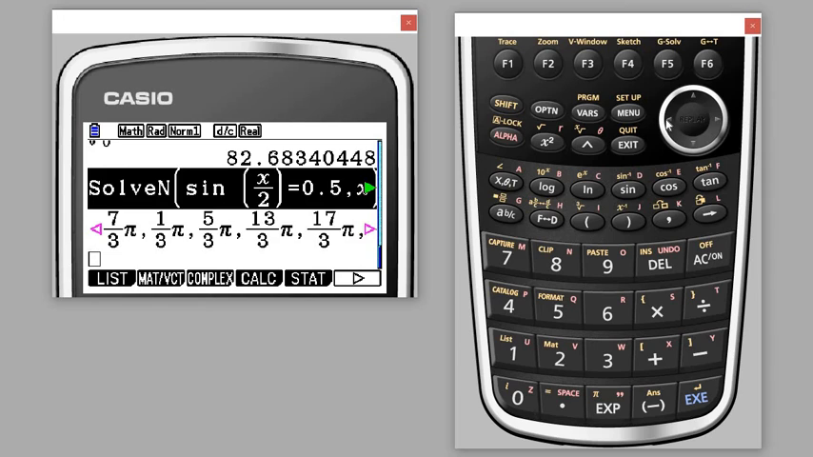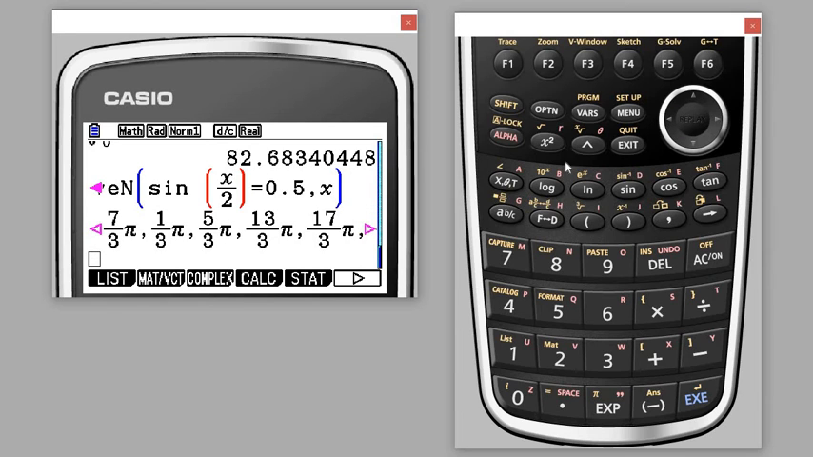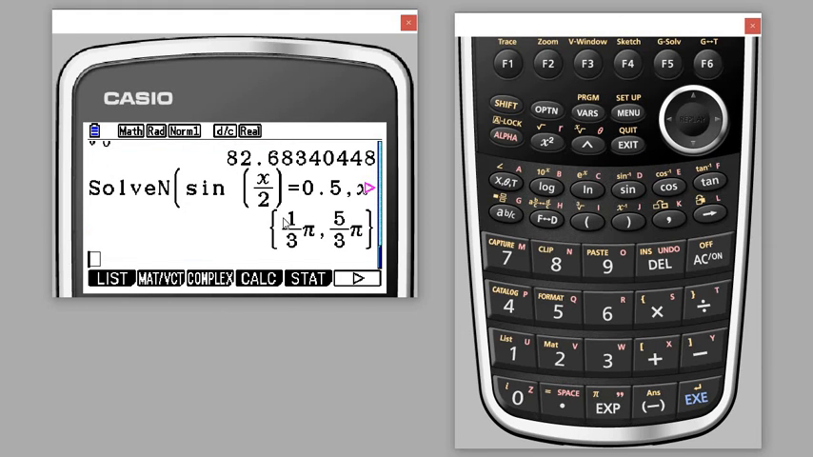Now, what I can also do is instead of closing the brackets there, if I put another comma, I can put a domain in. So I could go 0 to, let's go 4 pi. So there's my equation I'm solving, the variable I'm solving, there's my lower bound of my domain, the upper bound of my domain. Now when I press enter, it will only give me the solutions within that domain.